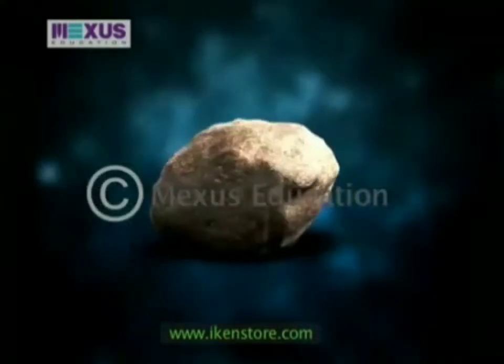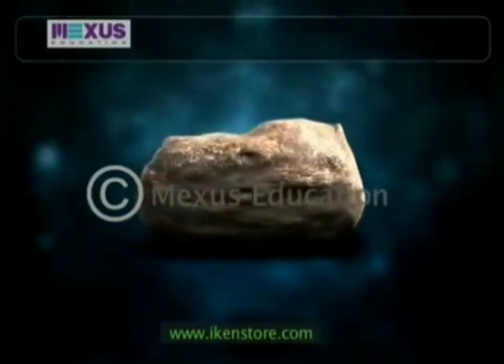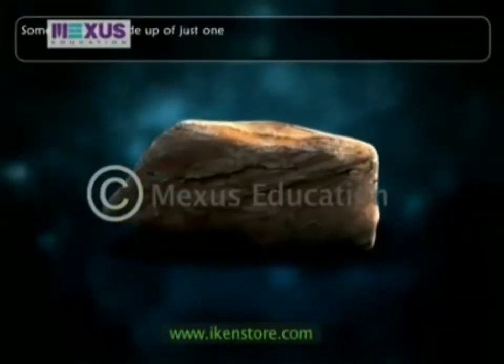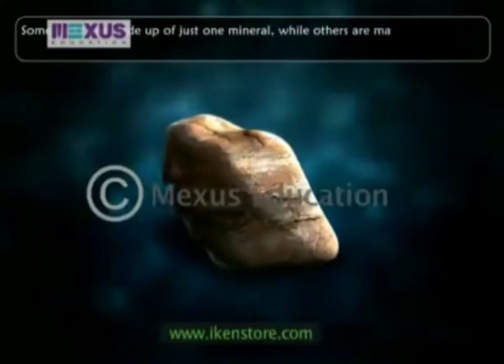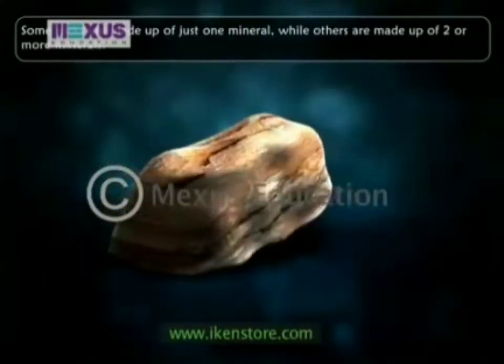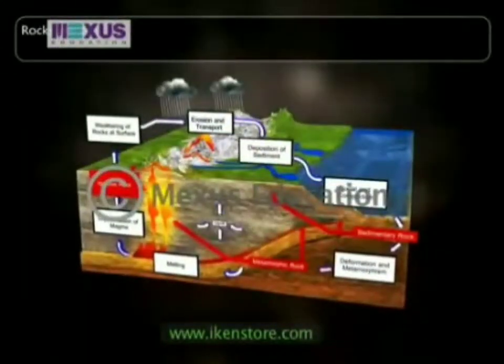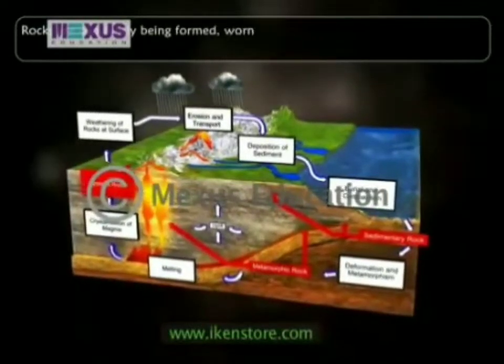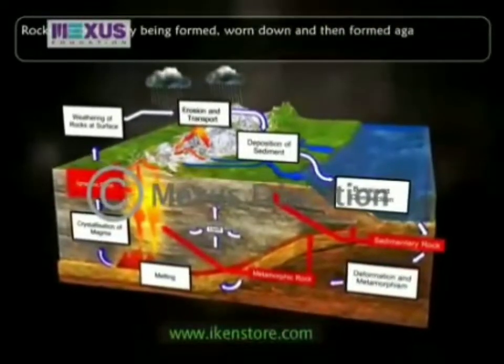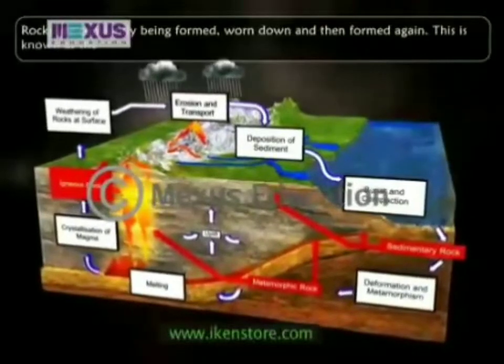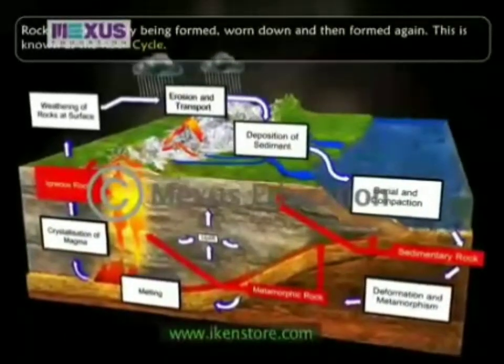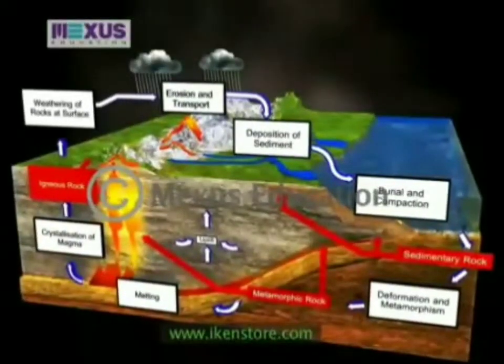Rocks are the most common material on Earth. Some rocks are made up of just one mineral, while others are made up of two or more minerals. Rocks are constantly being formed, worn down, and then formed again. This is known as the rock cycle, though this cycle might take thousands and millions of years.